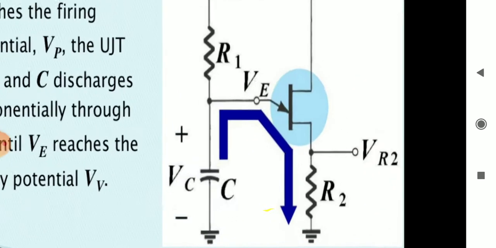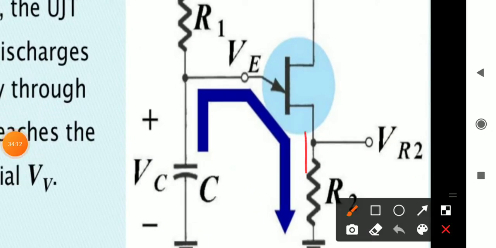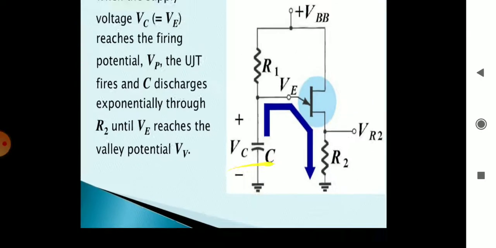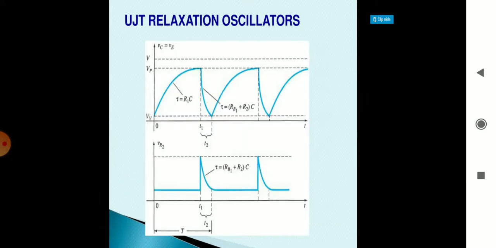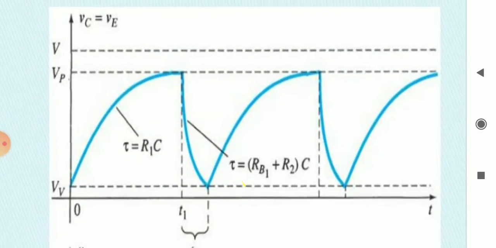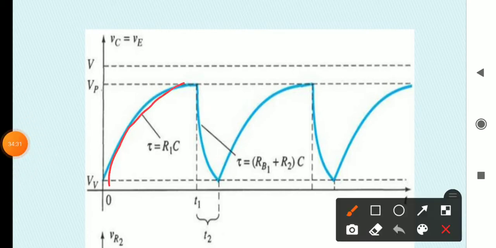Here VR2 is nothing but the discharging of capacitor voltage. Here through this resistor we are discharging. That is the discharging voltage VR2, and VC is the charging voltage of the capacitor. That you can see over here, how the capacitor will charge and how the capacitor will discharge. So this is the charging of the capacitor through resistor R1. That's why tau, which is given by R1 into C, is the time constant of the capacitor to charge, that depends upon the value of R1.